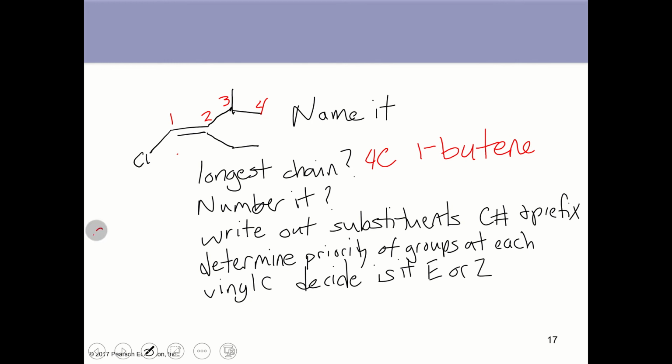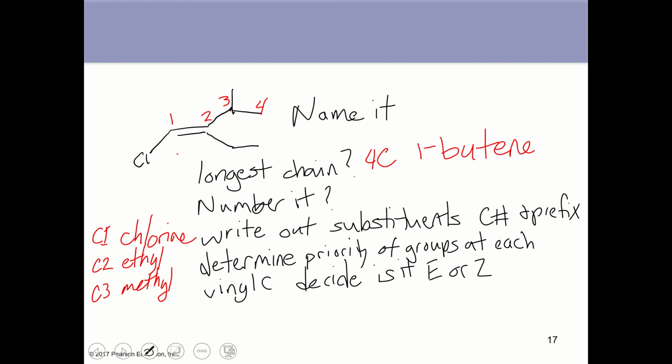So at C1, I have chlorine. At C2, I have ethyl. At C3, I have a methyl group. If I were to put these in alphabetical order, it would be chloro, ethyl, methyl. So we're good.